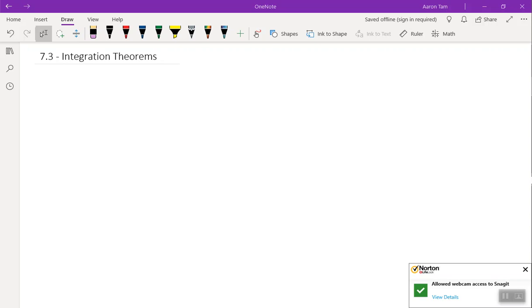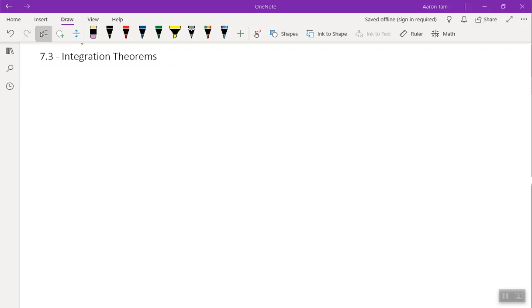What I want to talk about is just 7.3. 7.3 is called Integration Theorems. As the name suggests, it talks about several different theorems relating to the Riemann integral. We're actually going to talk about just 3 of them, so it should be relatively short. There's no homework assignment for 7.3, so it should be pretty easy. Just make sure you write down the theorems correctly and understand what they mean.